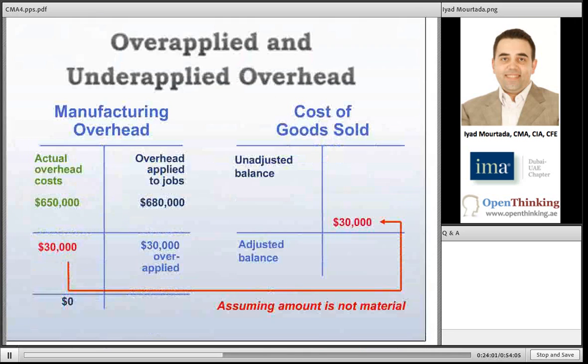Now, over-applied and under-applied. Look at this example of manufacturing overhead. This is how much we actually had, 650, but the applied one is 680. So in that way, we have over-applied. We need to move it to cost of goods sold, which will reduce our cost of goods sold. We already applied 680, but we should have applied 650, so we need to reduce the cost of goods sold by 30,000.